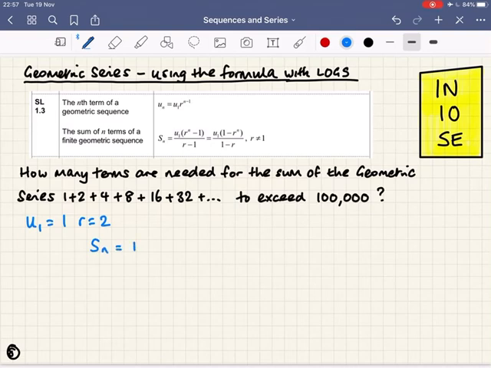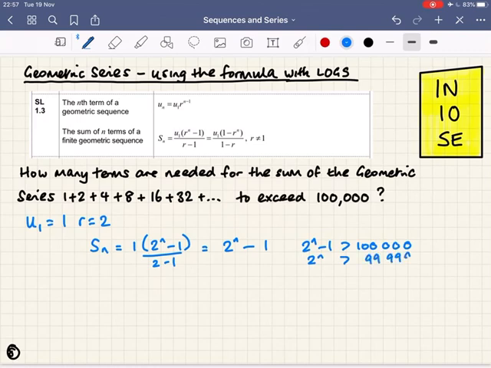We're looking for the sum of n terms, and that's going to be 1 times 2 to the n minus 1 over 2 minus 1, which is equal to 2 to the n minus 1. Now we want that to be greater than 100,000, so we want 2 to the n minus 1 greater than 100,000. In other words, 2 to the n greater than 99,999. And then we can take logs.